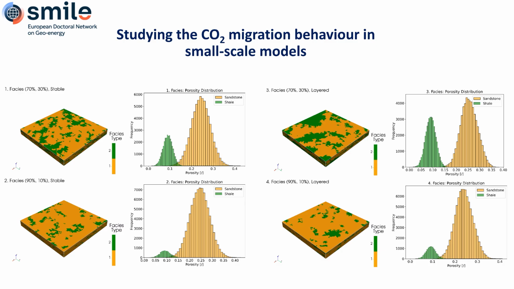To better understand how CO2 breaks into higher layers within the reservoir, we created a series of models inspired by the Sleipner site. Each model represents a small part of the reservoir where we tested different arrangements of shale layers. In the stable cases, the shale layers are less connected, allowing CO2 to move more easily. In the layered cases, the shale layers are more connected, which makes CO2 migration more difficult.